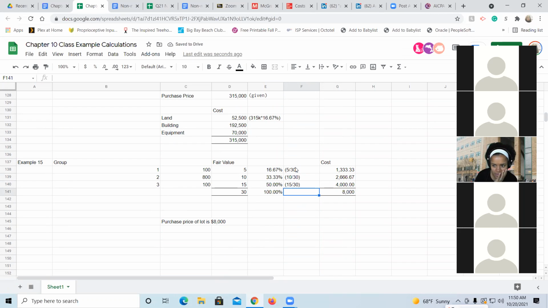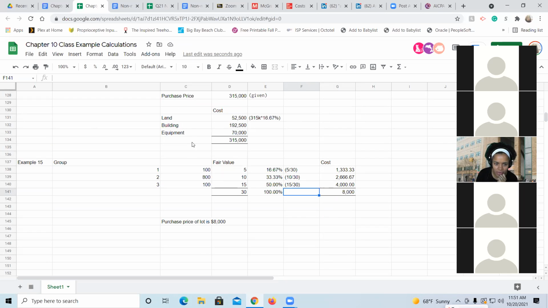Because we're only working with the actual prices. We're not working with the price times the quantity. Because if you multiply by the quantity, it's not going to give you a proper relative fair value, because group 2 has 800 CDs. So it's going to make group 2's relative percentage of fair value much higher than it actually should be based on just individual prices. So don't go by the number of CDs, because you're going to mess up your percentage. You've got to go by the price of the item.